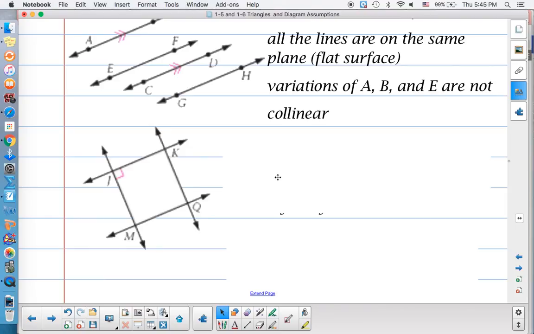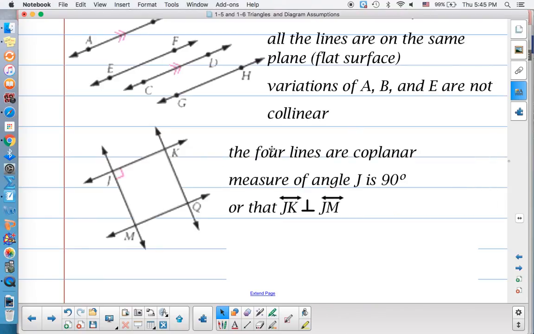On the last diagram, I see a lot of stuff going on in there. Things I could or could not assume. I can assume the 4 lines that are shown are on the same plane. I can tell, not assume, but I can tell the measure of angle J is 90 degrees. Or I could tell, saying something similar that tells us a lot of the same thing, that line JK is perpendicular to line JM. Again, note that notation sample. I could tell that when those 4 segments are joined, I would get a quadrilateral on the inside.